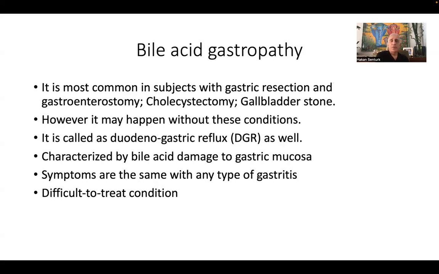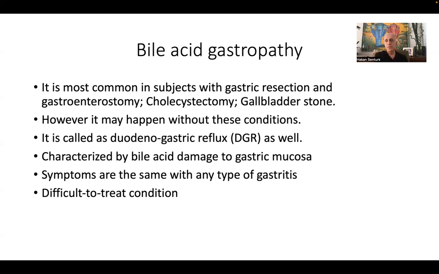Bile acid gastropathy, as I told you, is most common in patients with gallbladder disease or cholecystectomy, but it may happen idiopathically. It is also called duodenogastric reflux. Bile acid is very harmful to gastric mucosa, even more harmful than hyperacidity, because it is alkaline, and alkaline damage is most of the time more prominent than acidic damage. Symptoms are the same as with any type of gastritis, so you cannot differentiate between types of gastritis according to the symptoms. And it is a very difficult to treat condition.